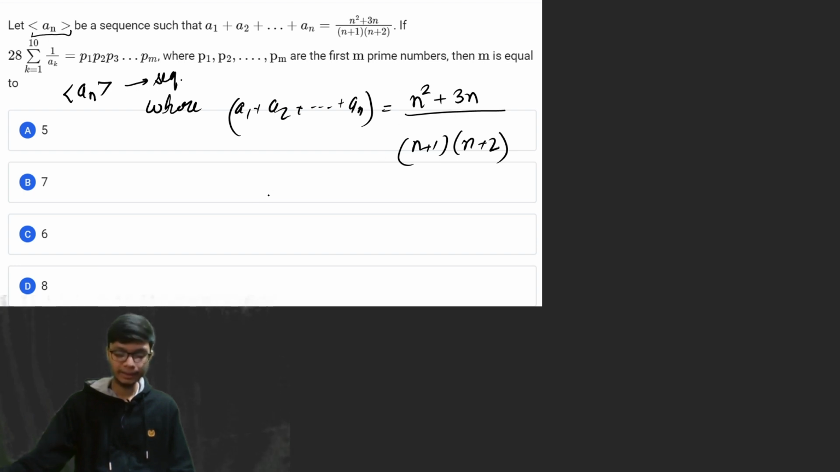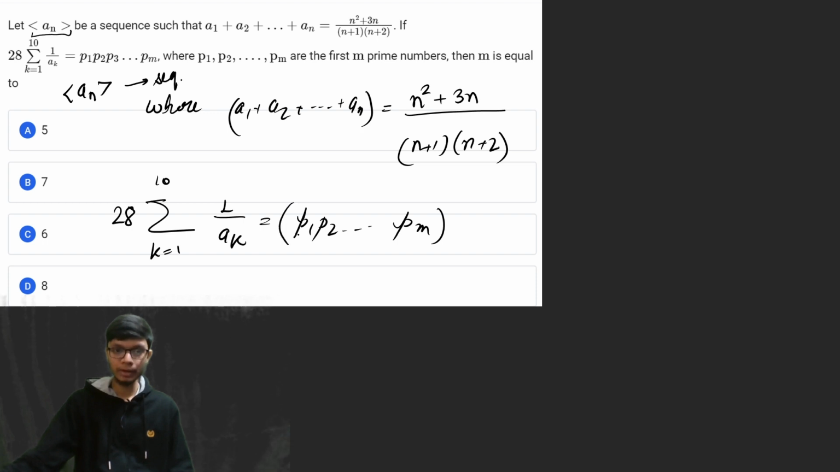And if the value of 28 times the summation of k equal to 1 to 10, 1 by a_k, is equal to p1, p2 and so on up to pm, where p1, p2 and p3 are the first m prime numbers, that is 2, 3, 5, 7, 11, 13, 17 and so on, then what is the value of m?